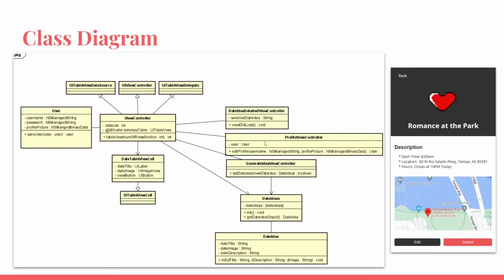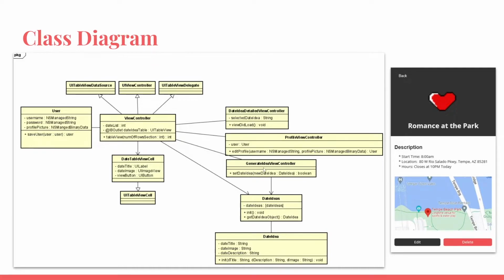So another thing, we'll have a profile view controller. This is a way for a user to edit their profile or just view everything that they need. So we have a user function. This user attribute will have username, password, and a profile picture. And this user is able to edit the profile by inputting those attributes in there.